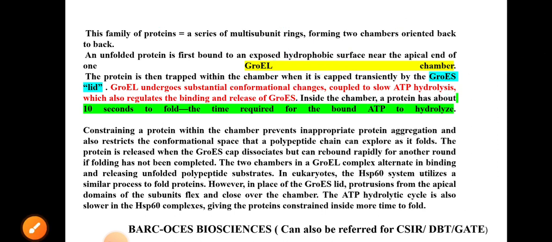Why is your ATP hydrolysis required? Because of the binding and release of GroES, because there is only one lid. This lid can bind to both the upper and lower parts. Therefore your ATP hydrolysis is required for its movement, or for its binding and release.